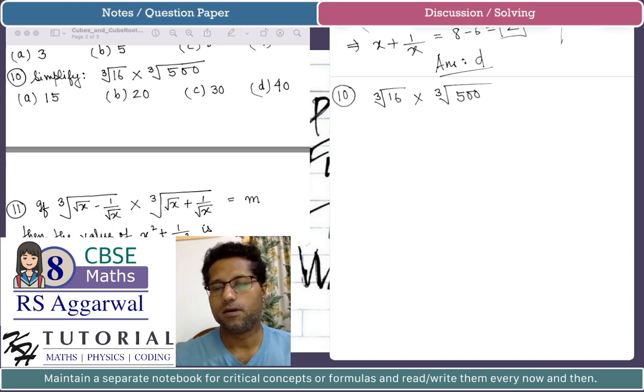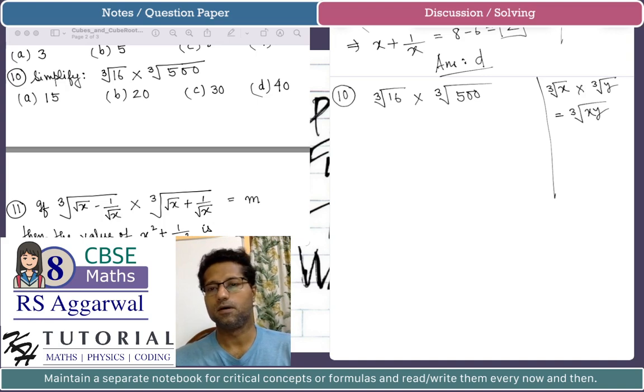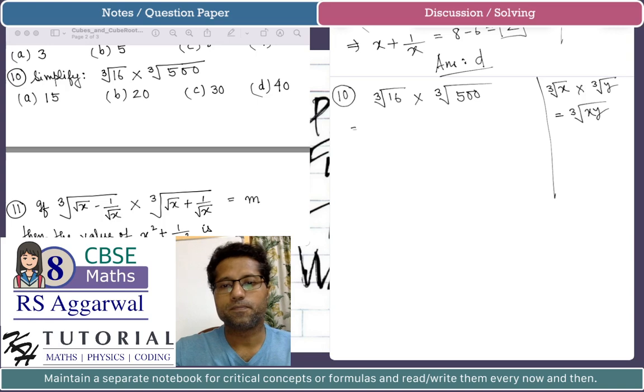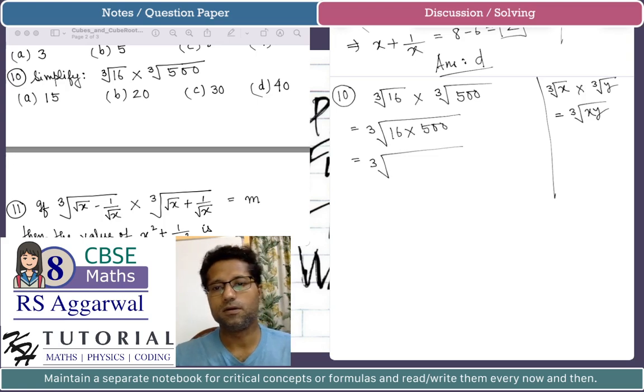then apply this formula: cube root of x multiplied with cube root of y is equal to cube root of x multiplied by y, because once you multiply x with y, that number can be a cube of some number. So this is equal to cube root of 16 multiplied by 500. 16 into 5 is 80, so we have 8,000.